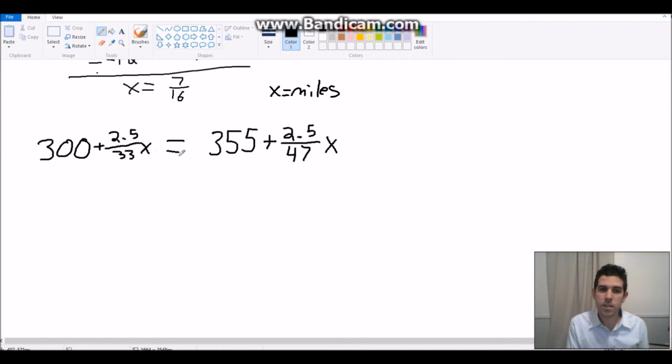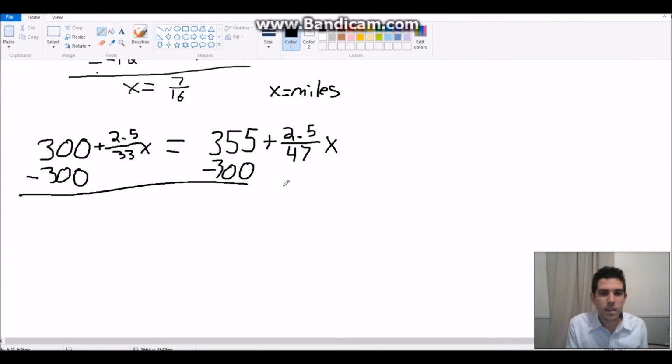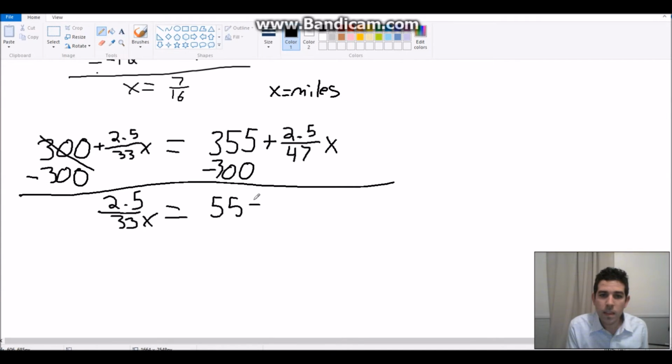But I set them equal to each other to figure out when will the cost be the same for a certain number of miles. How much driving do I have to do to make it worth getting the more expensive car? Well, here's a tough problem. Let's see if I can solve it using what we've learned. I will subtract 300 from both sides and cross out my 300s, leaving my 2.5 over 33x. I'm left with 355 minus 300, which is 55. And here's my other slope, 47x.